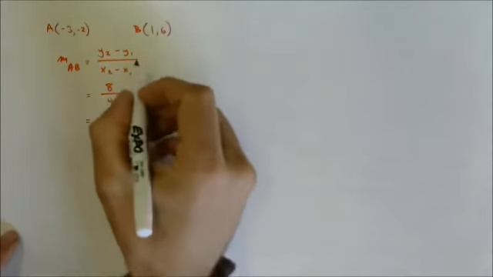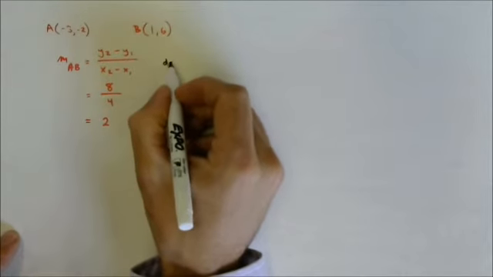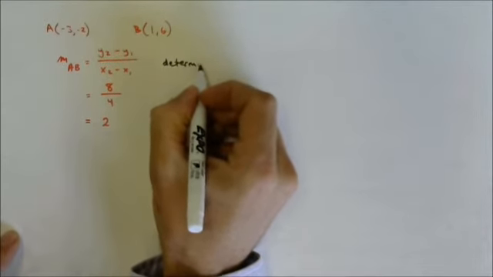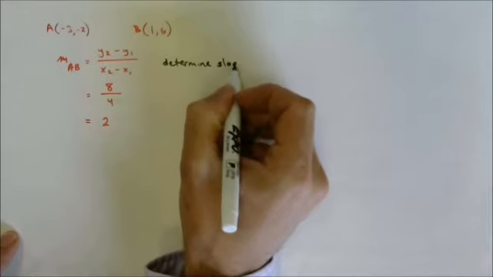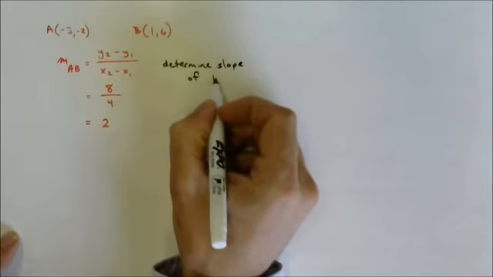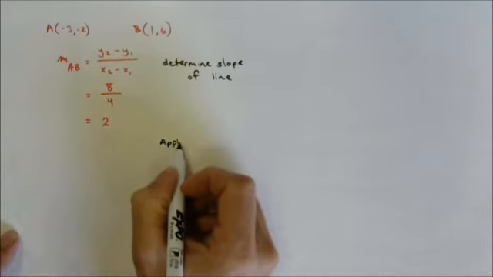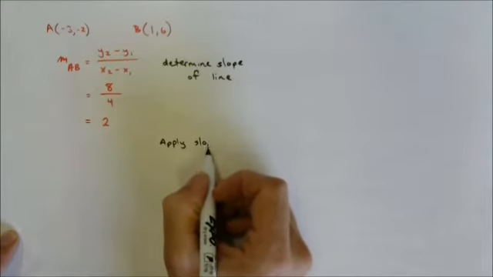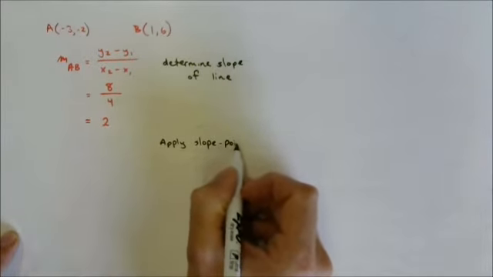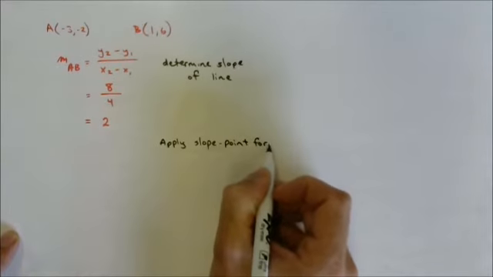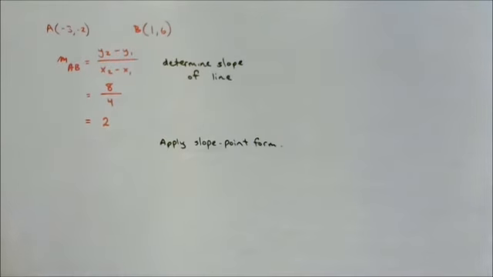So step 1, determine slope of line. Step 2, apply point slope form. All right, what does that look like? Yep. Did you add the 2?